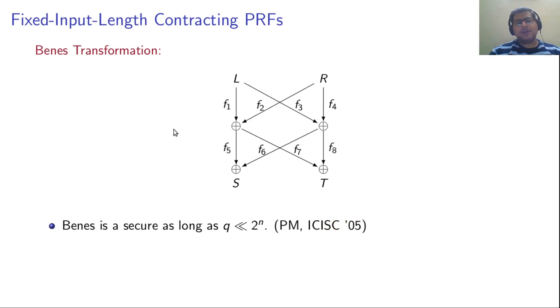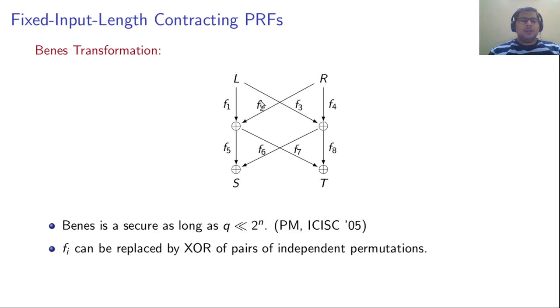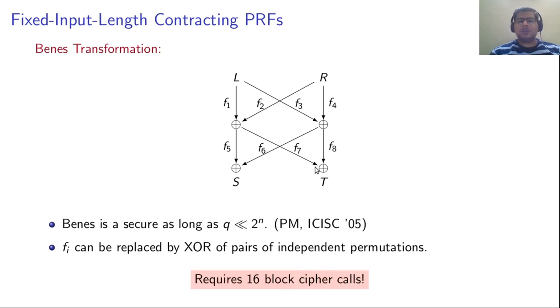Based on this butterfly transformation, we get this Benes transformation, which is just two layers of a butterfly transformation. And this construction has been shown to be secure as long as Q is much less than 2 to the n. And here we have no assumptions on L and R. So basically the adversary has complete control over L and R. Again, these F functions are PRFs, so we can replace them by XOR of a pair of independent permutations, which will result in 16 block cipher calls. But because we need just the S output, we can drop 4 calls pertaining to F7 and F8, but still we'll need at least 12 calls here.